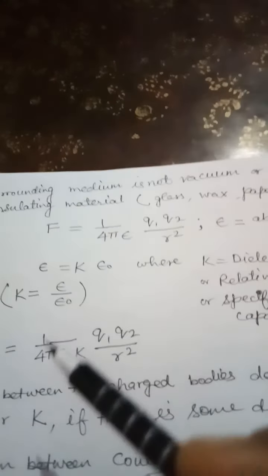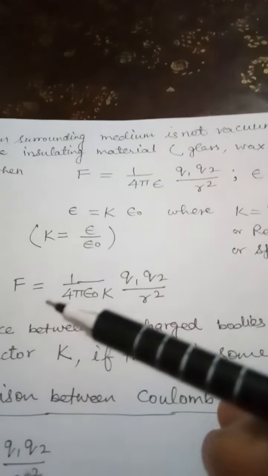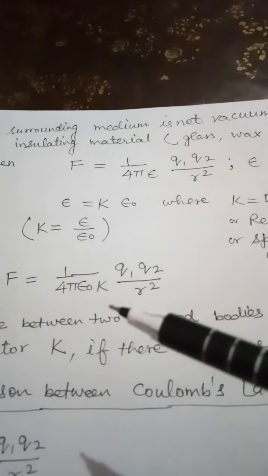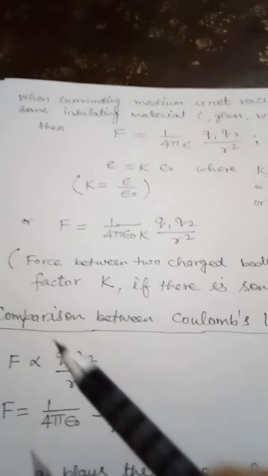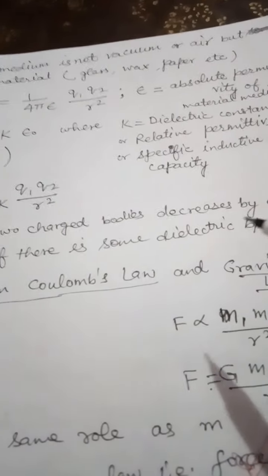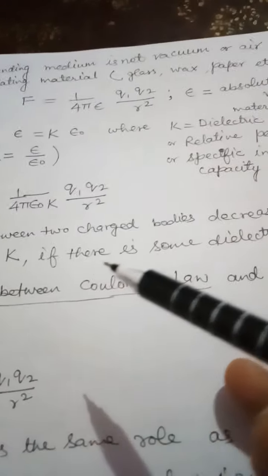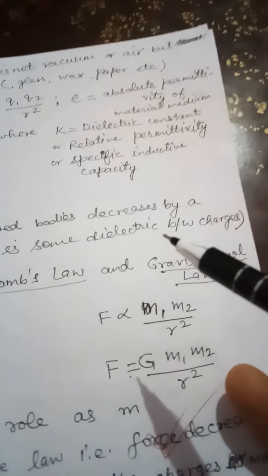So we can also write epsilon as epsilon 0 k, so the expression becomes F is equal to 1 upon 4 pi epsilon 0 k q1 q2 upon r square. Force between two charged bodies decreases by a factor k if some dielectric medium is placed between the charges.